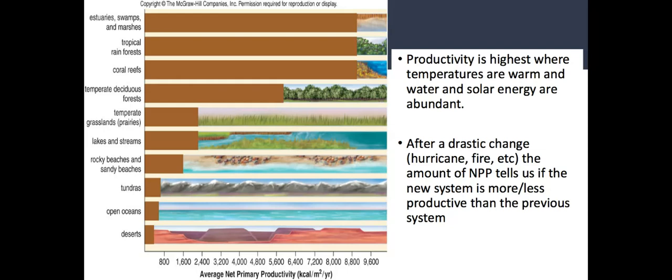As we looked at the map of the United States, we saw that productivity varied based off location. And it varies because, as we mentioned, of the types of producers that are in those locations. This bar chart here shows that based off of the biome, some biomes are much more productive than others. Areas where we tend to have warmer temperatures and lots of water and lots of sun, we're going to have very high productivity.